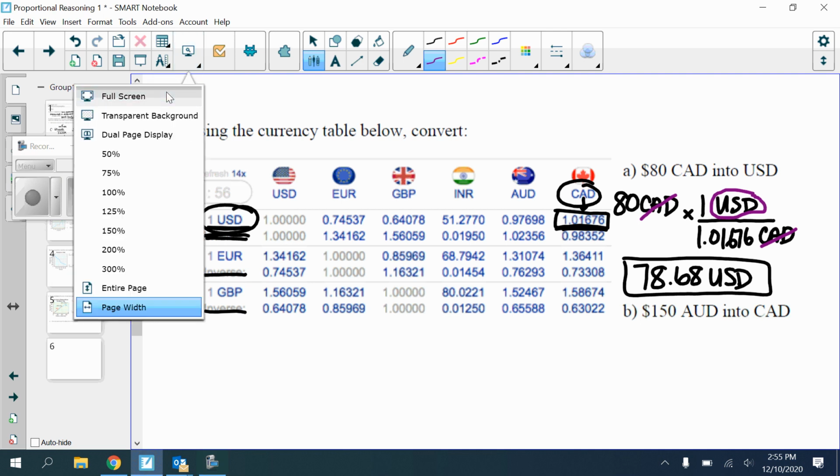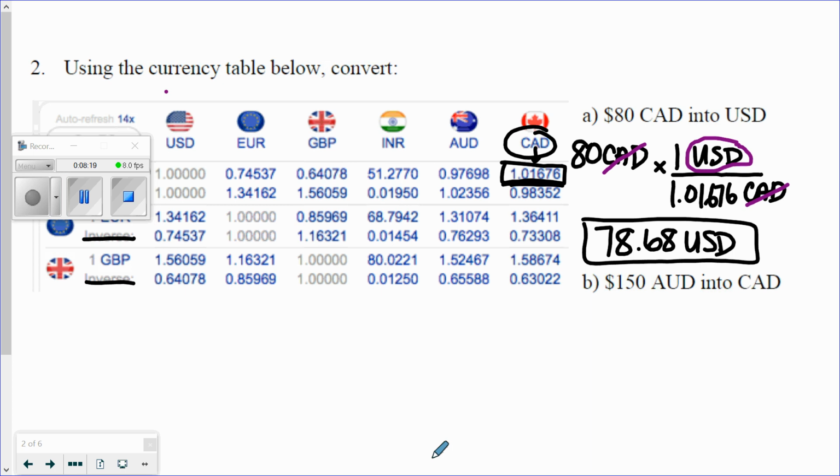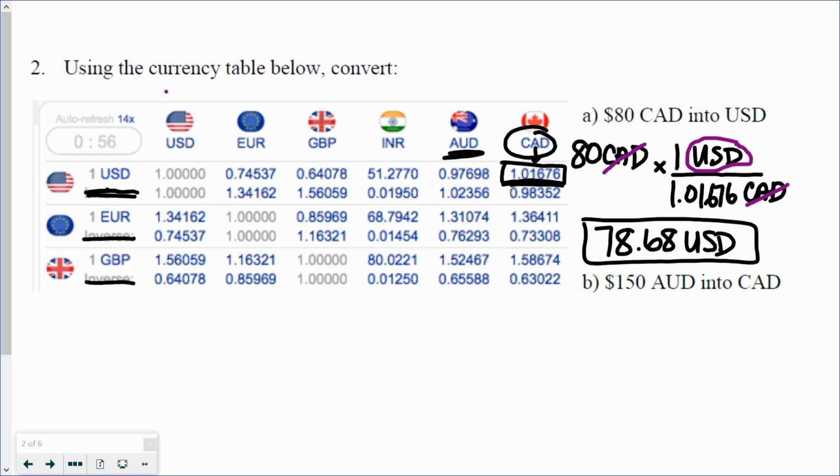So the next one that it's asking us about is 150 Australian dollars, so AUD is Australian dollars, into Canadian dollars. So the tricky part with this one is the fact that we don't have something right now that will directly relate them. So what we need to do is convert from Australian dollars to either American dollars, the euro, or the Great Britain pound. It shouldn't matter at all which one we do, as long as we then use that US dollar, euro, or Great Britain pound to convert it into Canadian dollars.